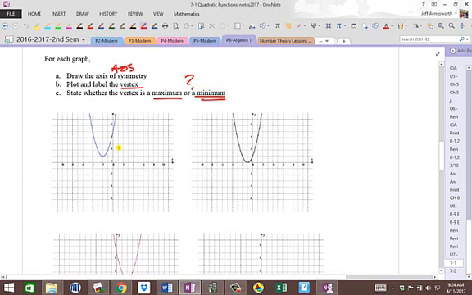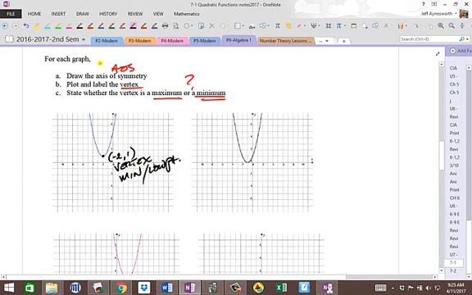On the first one here, I can see that the parabola opens up and the lowest point is right here. It's left 2, up 1. So that vertex is -2, comma 1. There's your vertex. And it's a low point or a minimum.